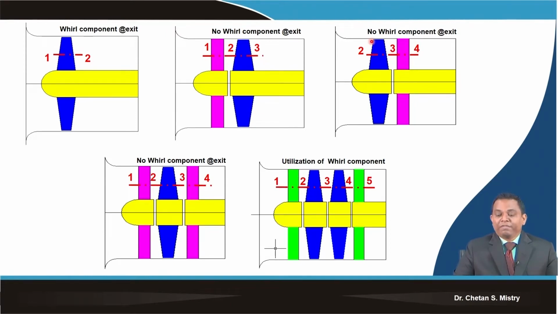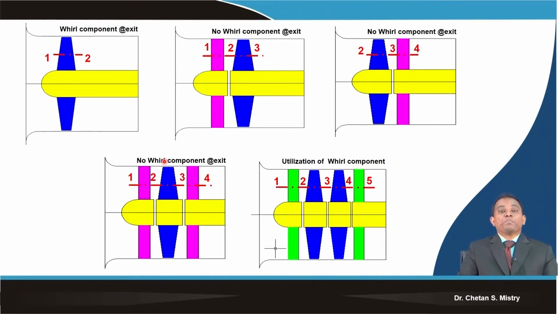Same way here, we have a rotor that will be followed by the stator. So here also we are trying to remove the whirl component coming out from the rotor, and we are trying to give the axial exit. It is based on the requirement. In line with that, we can have a configuration with an inlet guide vane followed by rotor, and that followed by my stator configuration or outlet guide vane.